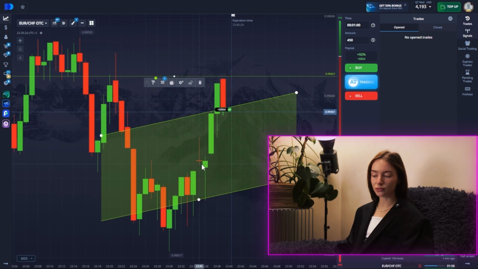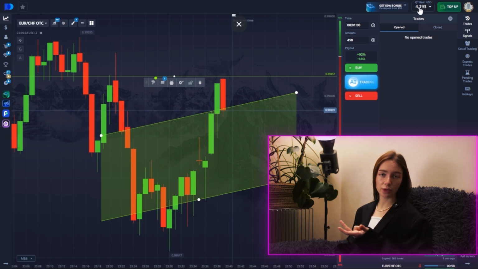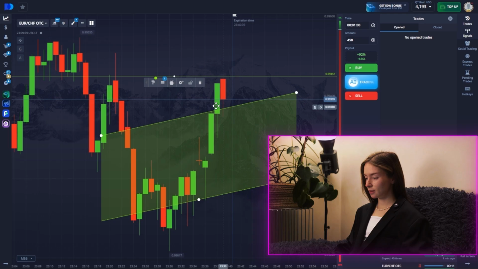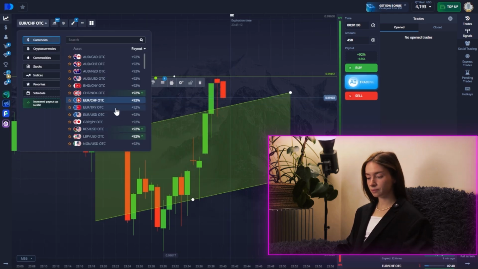And we close in profit. As you can see, several trend trades. We used parallel channels, pure scalping, and look at the profit. Great. Now I think I'll move to another currency pair to consolidate the result and then withdraw the profit.